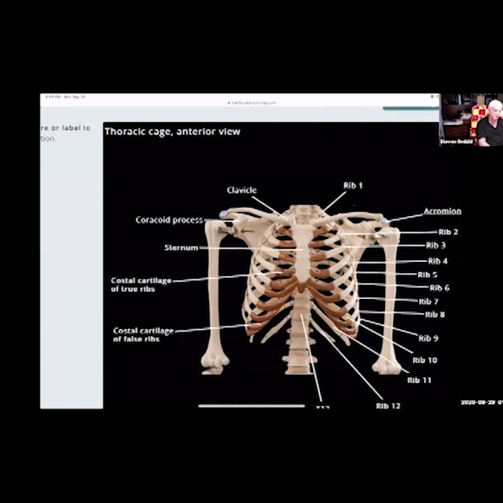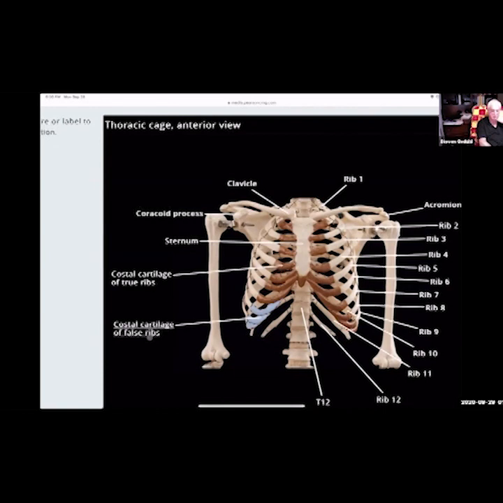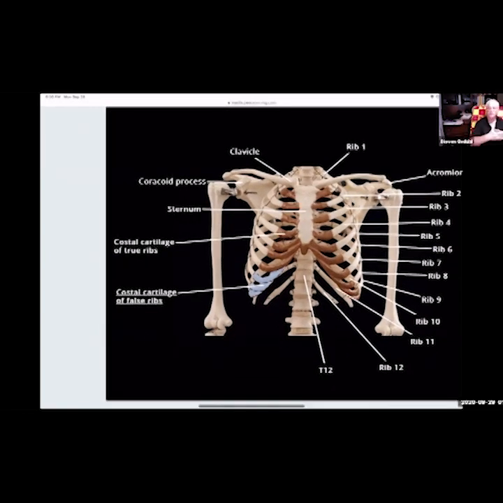You have the sternum. Again, the sternum has three parts. It has the xiphoid process, the body, and the manubrium. You have the costal cartilage of the true ribs. So that's ribs 1 through 7. And then you have costal cartilage of the false ribs, ribs 8 through 12. But there's no costal cartilage on 11 and 12, since those are free floating ribs. So you only have costal cartilage of false ribs numbers 8 through 10.